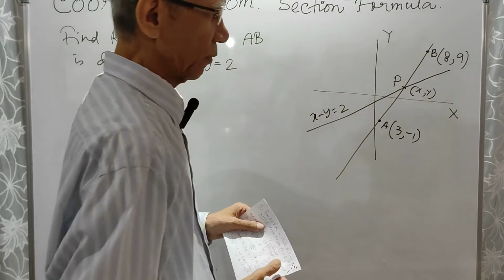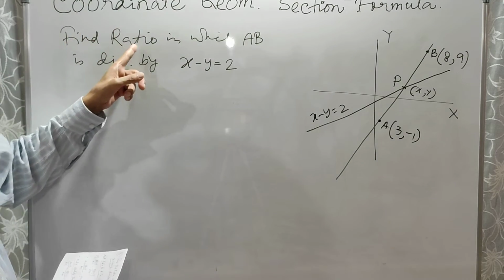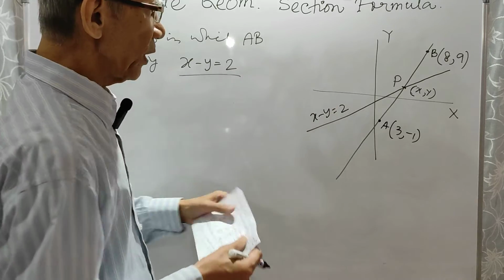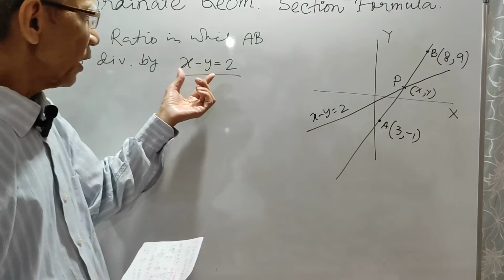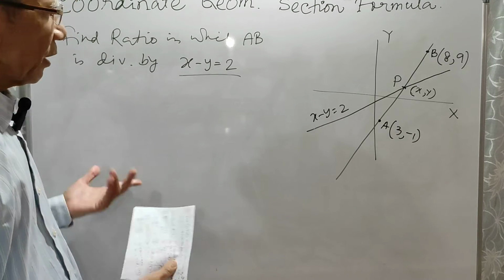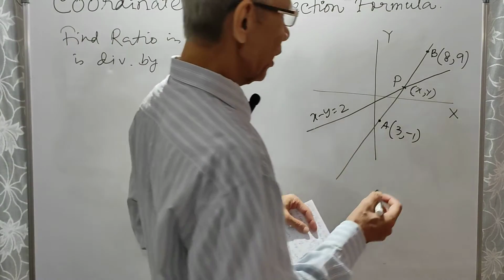Now find the ratio. This is a question in which AB is divided by this straight line. So the coordinates of point P are not given. Only the equation of the straight line is given. Now as usual, we'll assume the ratio k is to 1.